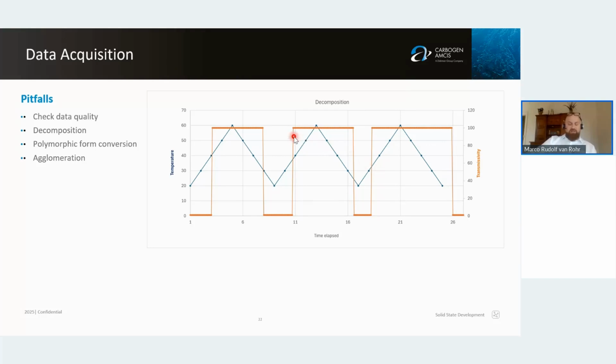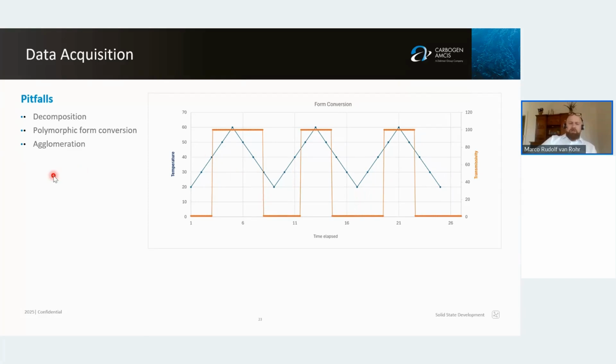You should check with HPLC or potentially alter your heating profile. You also see then that the material stays longer in solution or doesn't even precipitate in the measurement anymore. The next one, which I already had before, not that often, but it can happen, is polymorphic form conversion.